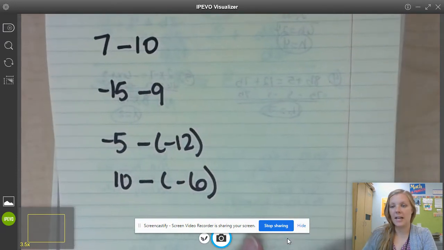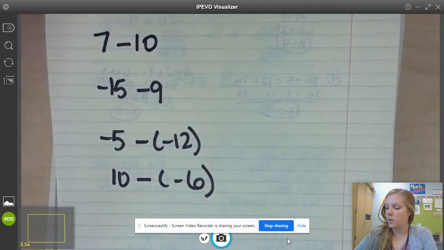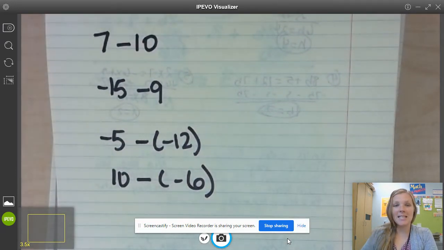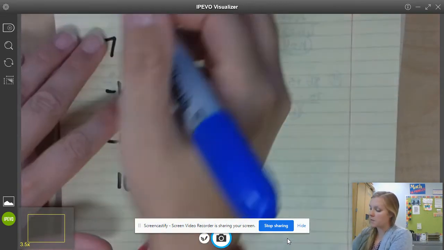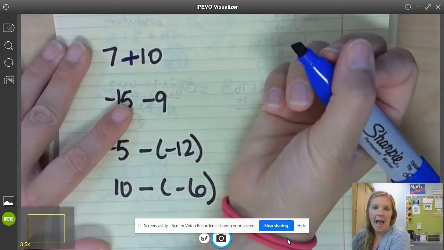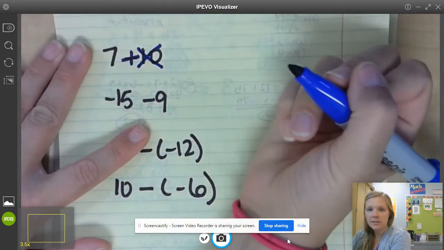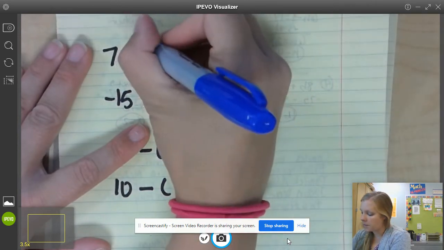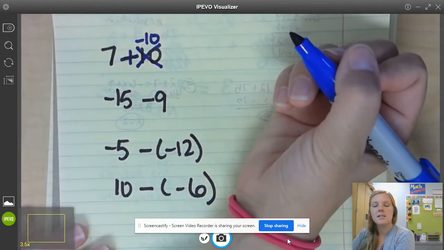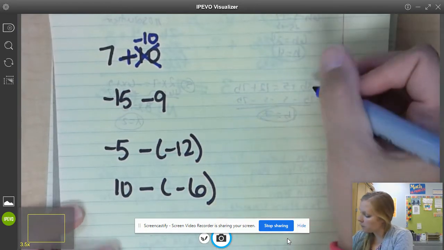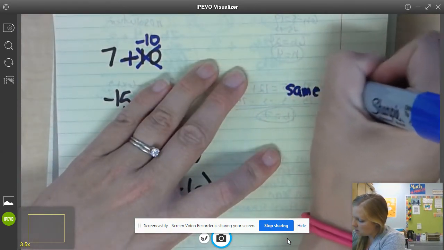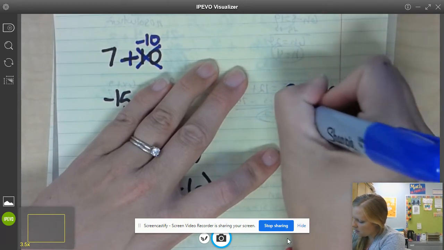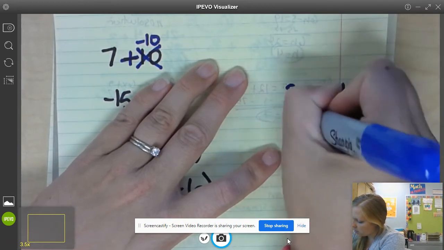So in your notebooks, yes, I want you to write these down. For this problem, 7 minus 10, that seems like a pretty typical subtraction problem, but we're going to add the opposite. So we're going to make this a plus, cross out that second number, and make the opposite of it. The opposite of +10 is -10. Then we follow our rules from MC Santee. Same signs, we add; different signs, we subtract.